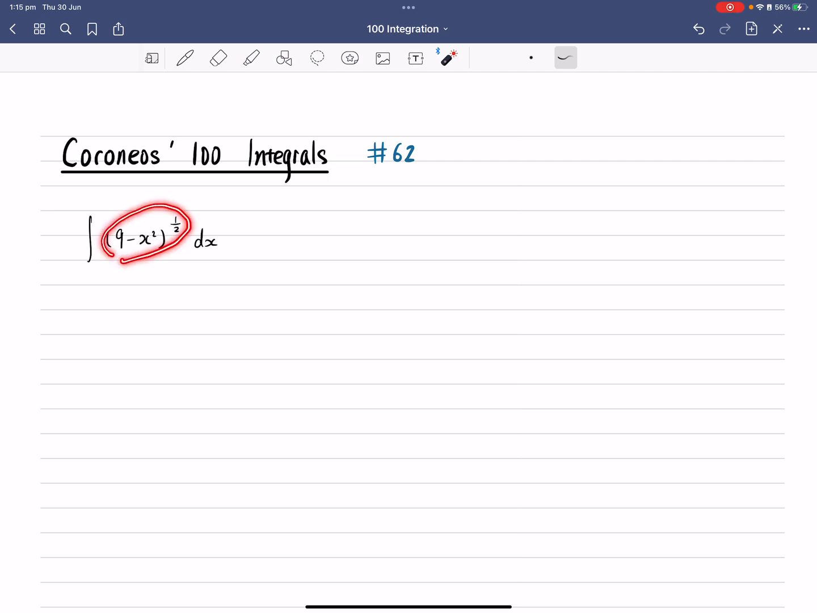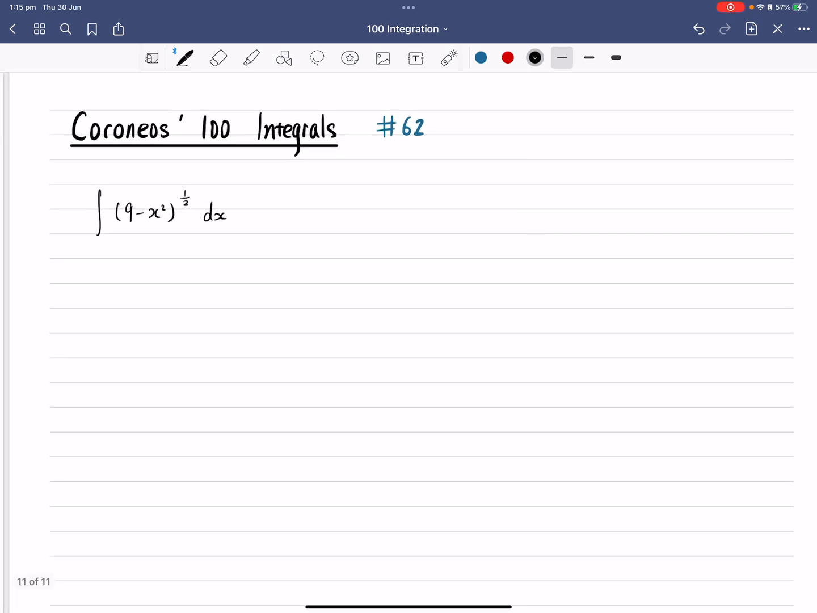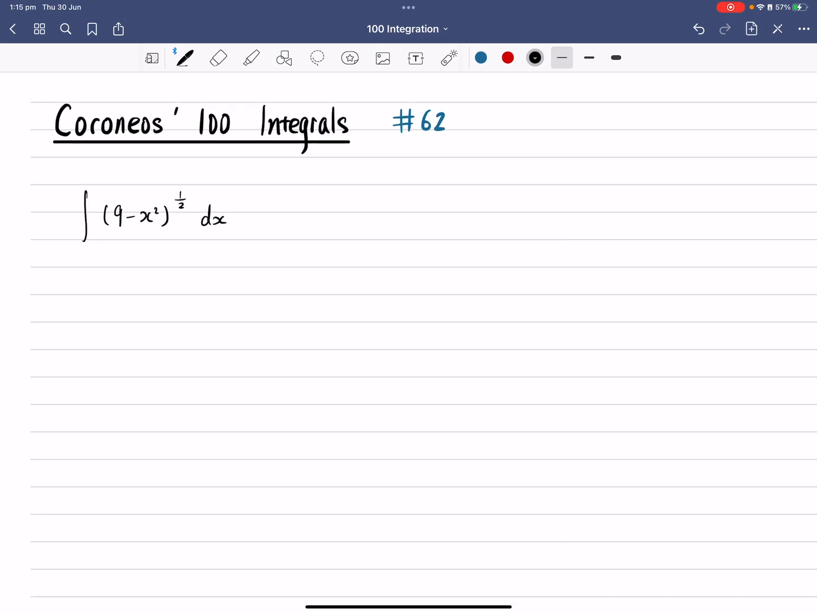If you look at the function itself, it's just a square root of 9 minus x squared, which is a kind of a semicircle. And if it's a definite integral going from -3 to +3, we should be able to just use the very simple area of a semicircle to evaluate this definite integral. However, this question is not a definite integral here. So in order for us to do this question, we need to use some trig substitution to help us.